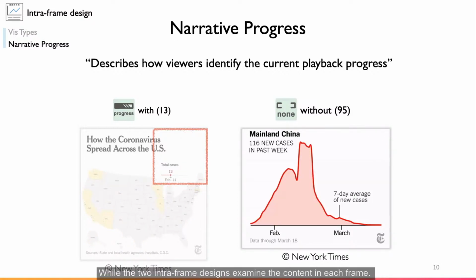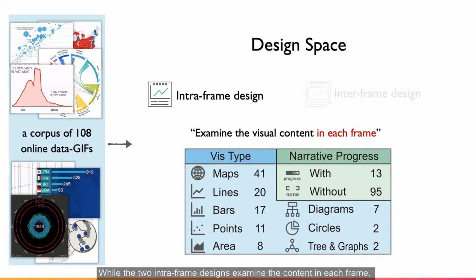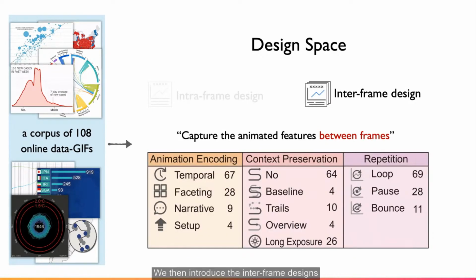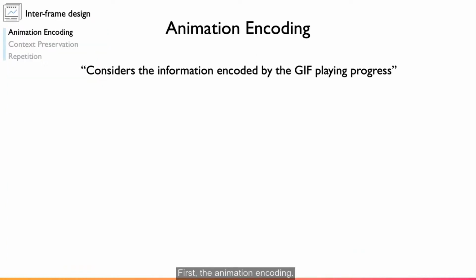While the intra-frame designs examine the content in each frame, we then introduce the inter-frame designs, which capture the animated features that articulate the connection between frames. We introduce the following 3 factors one by one. First, the animation encoding. It considers the information encoded by the GIF playing progress.